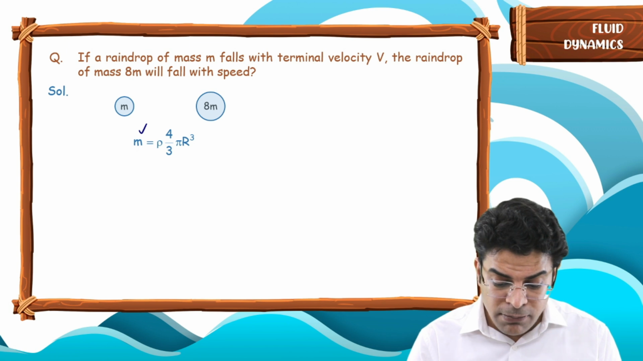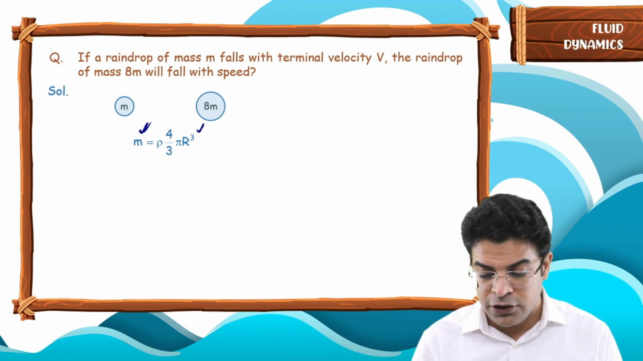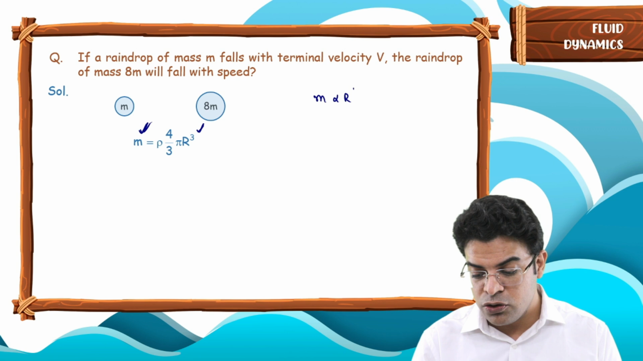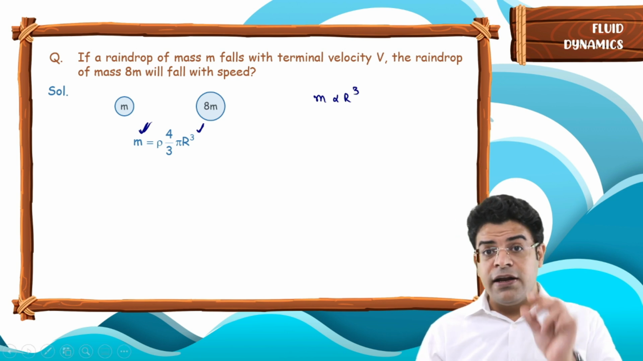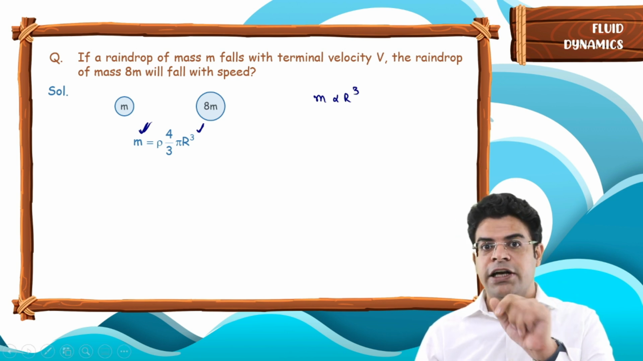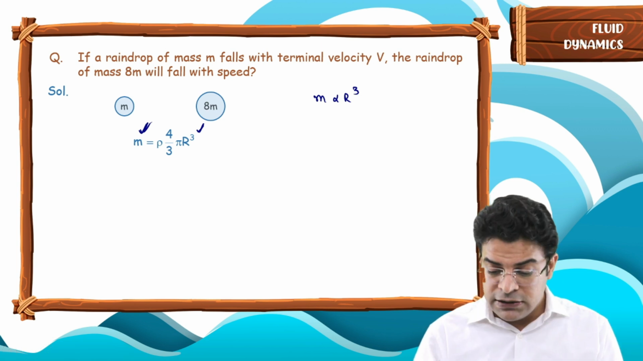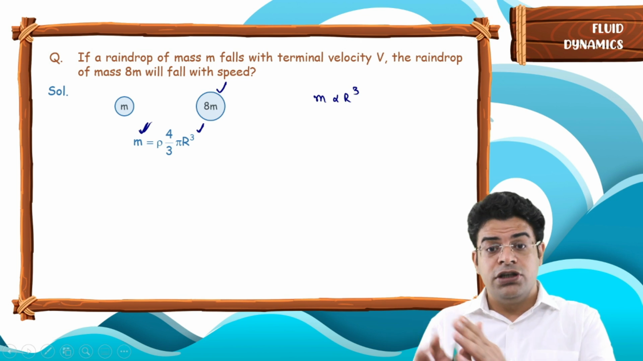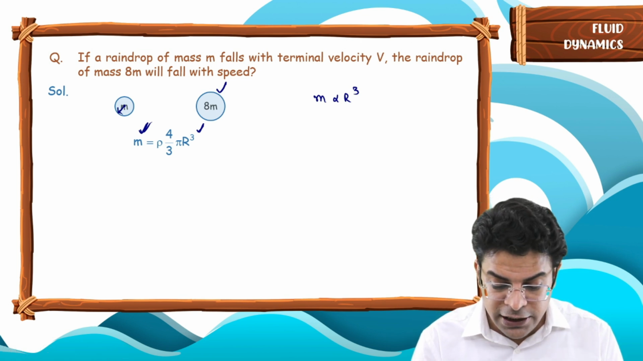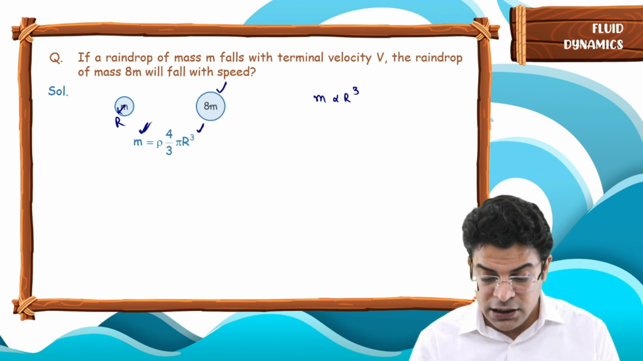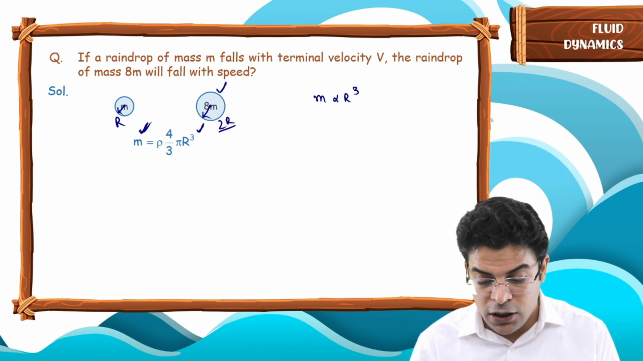We know that the mass of the drop is proportional to r cube. So if the radius of the drop becomes double, mass becomes 8 times. If the radius becomes triple, mass becomes 27 times. The second drop has 8 times the mass, so the second drop will have double the radius. If the first drop has radius r, then the second drop will have radius 2r.